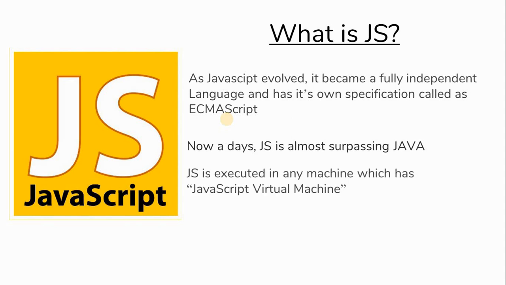Now, how does JavaScript execute? JavaScript executes in any machine which has a program called a JavaScript virtual machine. Whenever we need to execute JavaScript, we need a JavaScript virtual machine, and almost every browser has a JavaScript virtual machine in itself as a built-in program. So there is no need to worry about executing JavaScript in the browser. The browser has its own, and this is why we need a JavaScript virtual machine in order to execute JavaScript.